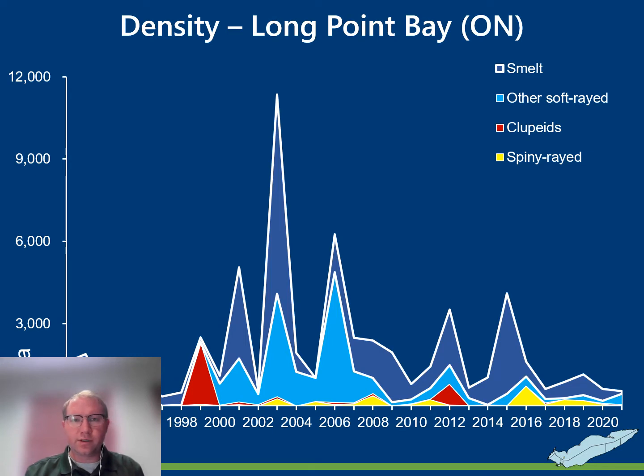Unlike the other 3 trawl surveys, in Long Point Bay, we did not see an increase in forage fish abundance. It's been relatively low but stable for the last couple years. The only real note is that round goby abundance was higher than usual.